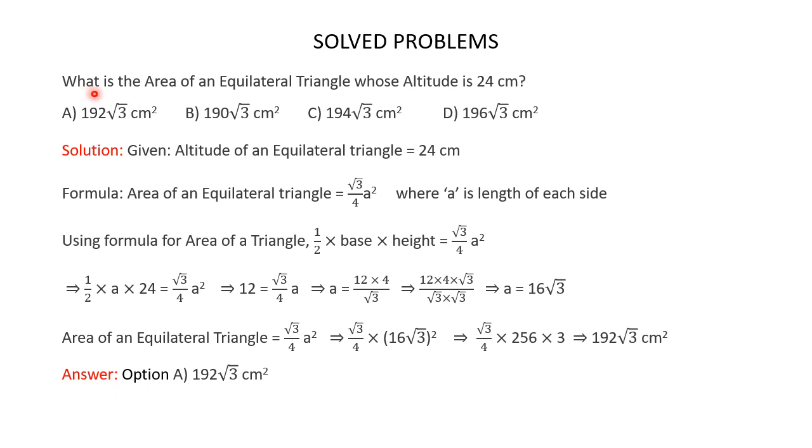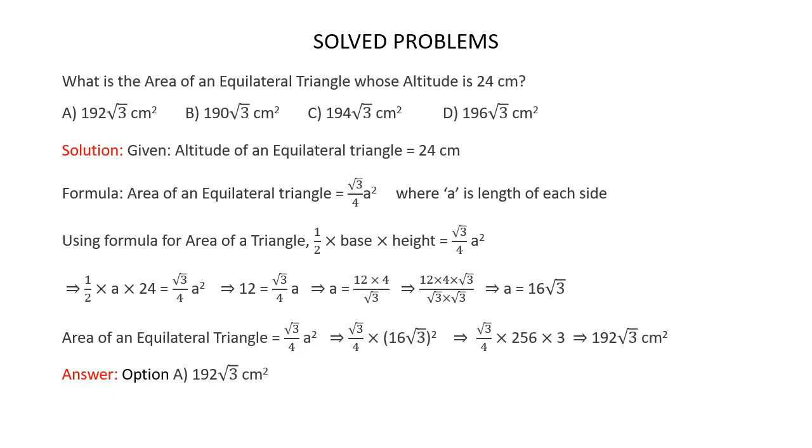What is the area of an equilateral triangle whose altitude is 24 centimeters? Here you are given 4 options and you have to find out which of these options is the correct one. So here we have to find the area of the equilateral triangle. We know that the area of an equilateral triangle is equal to root 3 by 4 multiplied by a squared, where a is the length of each side of the equilateral triangle.